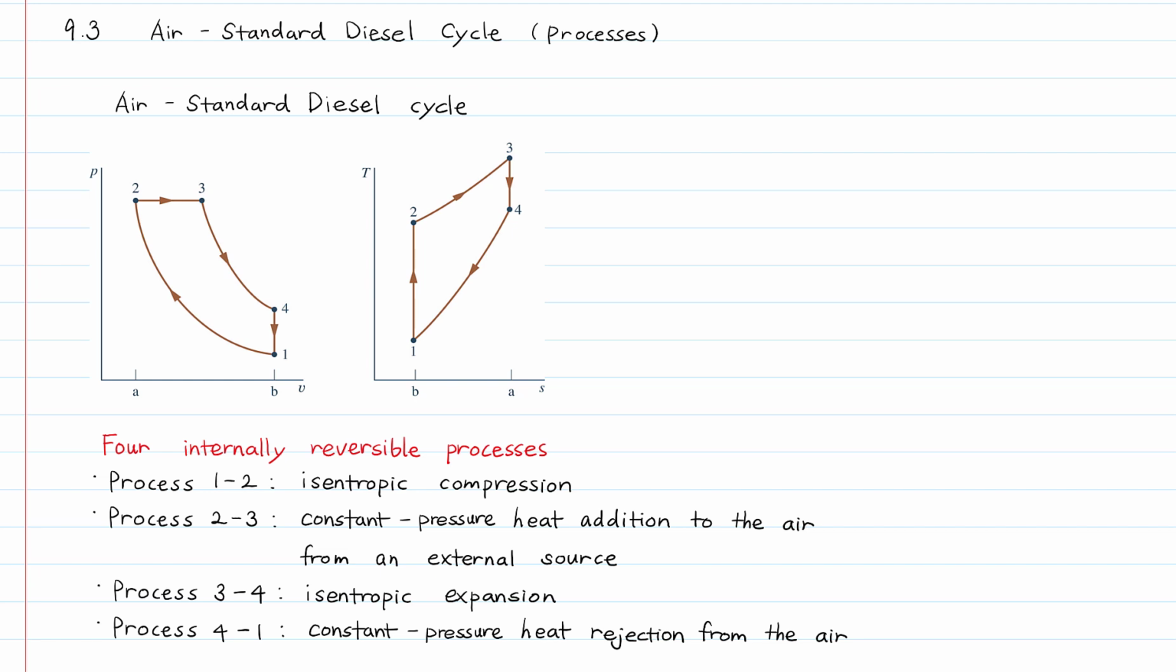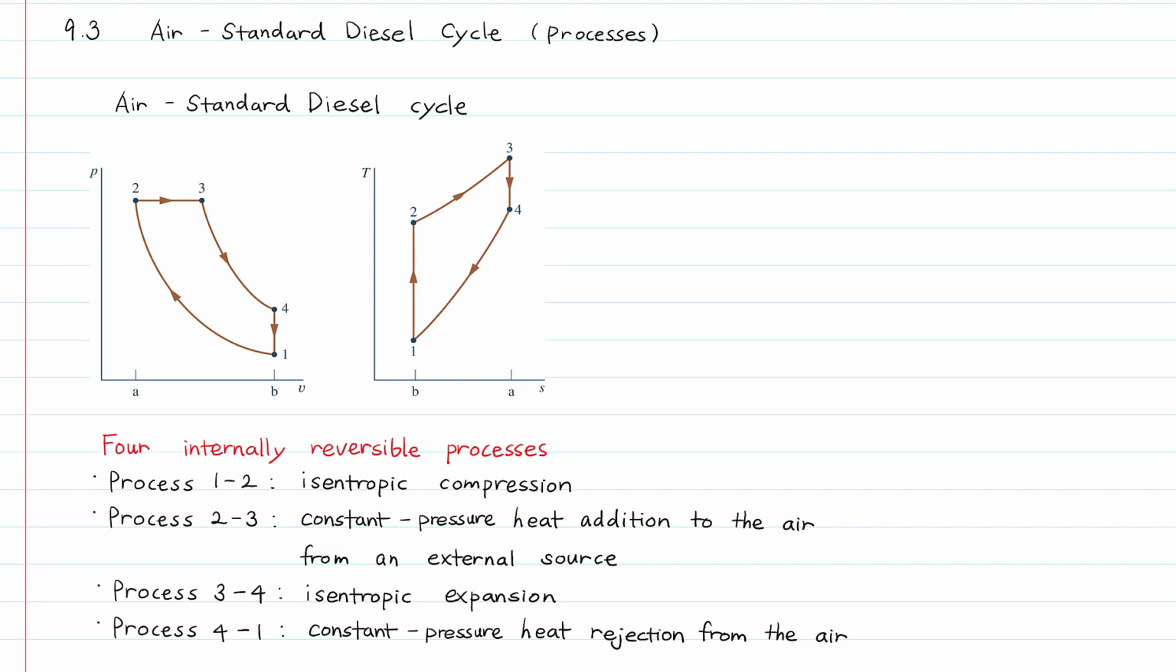9.3 Air Standard Diesel Cycle Processes. The air standard diesel cycle is an ideal cycle to model compression ignition internal combustion engines. The diesel cycle is very similar to the Otto cycle, but the diesel cycle compresses the air to high temperature to initiate the combustion. No spark plug is needed.